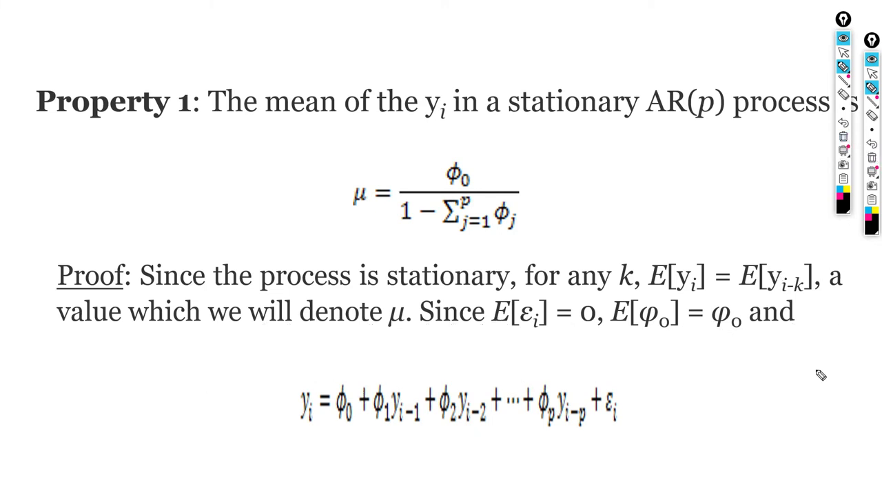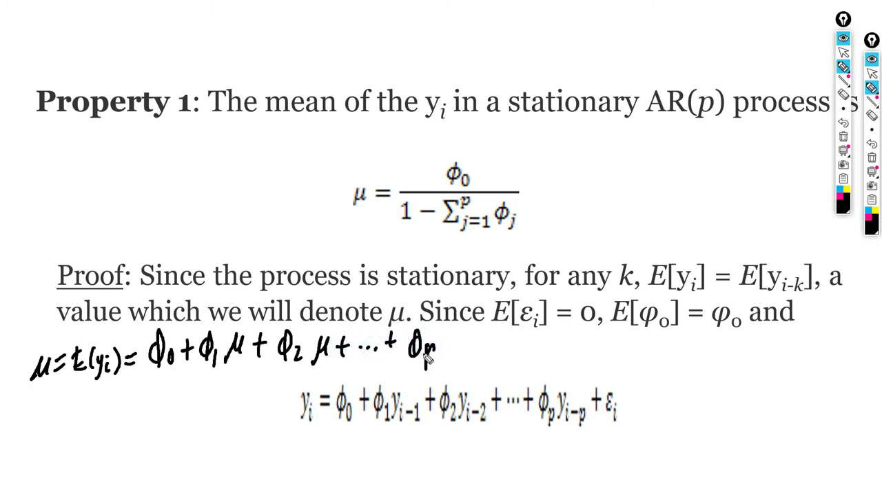So the expectation of yi is mu. The expectation of the right-hand side is phi 0 plus phi 1 times the expectation of yi minus 1, which is mu, plus phi 2 times the expectation of yi minus 2, also mu, up to phi p times the expectation of yi minus p, which is mu. Then the expectation of epsilon i, the white noise, is equal to 0. By definition, the expectation of epsilon i is 0. So in other words, the expectation of yi is equal to mu.